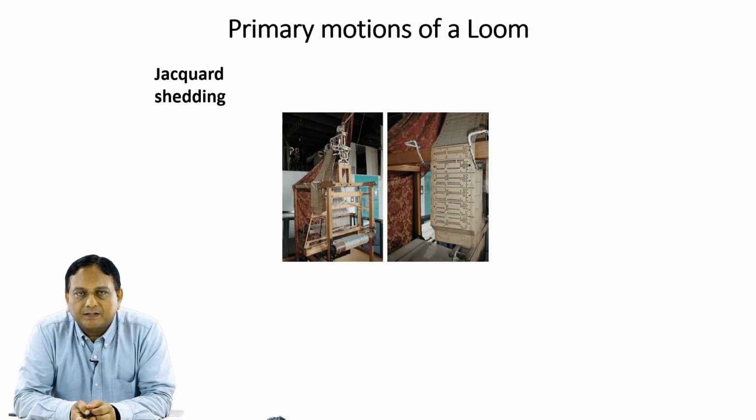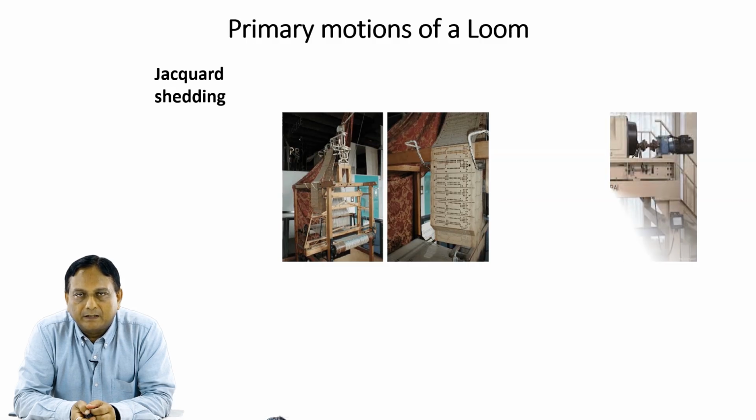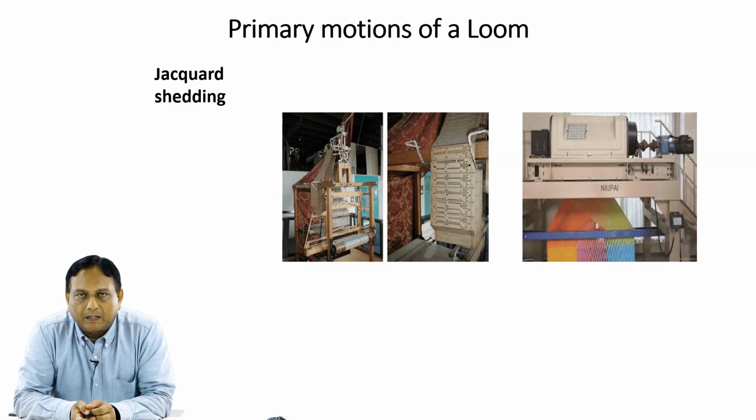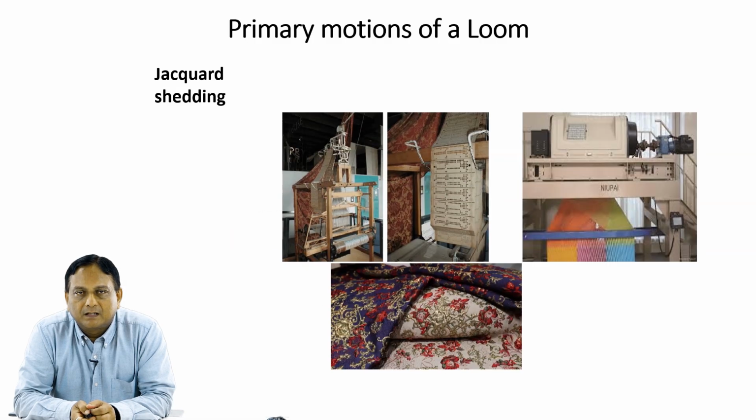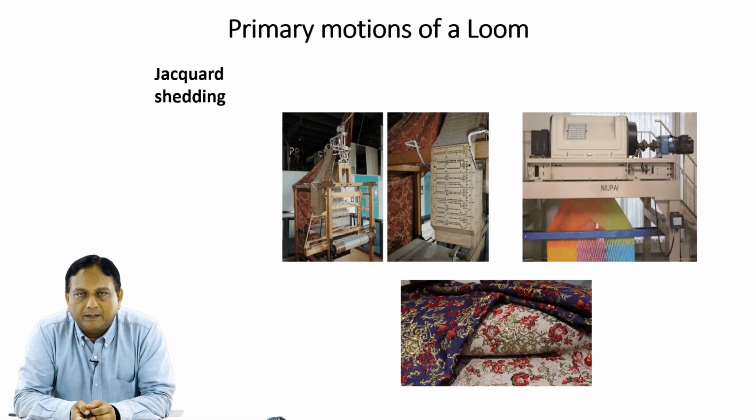In earlier days, this type of cards were used in the jacquard, as is shown in the figure. But nowadays, all electronic jacquards have come into place, and different types of geometrically complicated designs can be produced from the jacquard shading operations. So these are the primary motions of a loom.